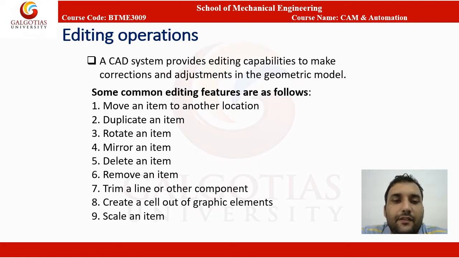Editing operations. A CAD system provides editing capabilities to make corrections and adjustments in geometric modeling. Some common editing features are: move an item to another location, duplicate an item, rotate an item, mirror an item, delete an item, remove an item, trim a line or other component, create a cell out of graphic elements, and scale an item.